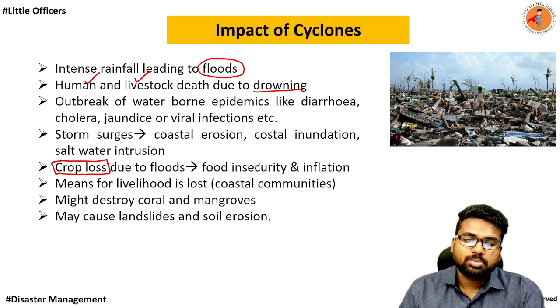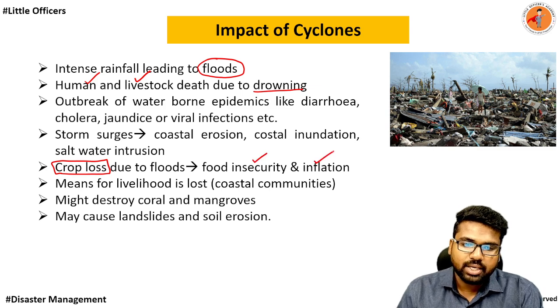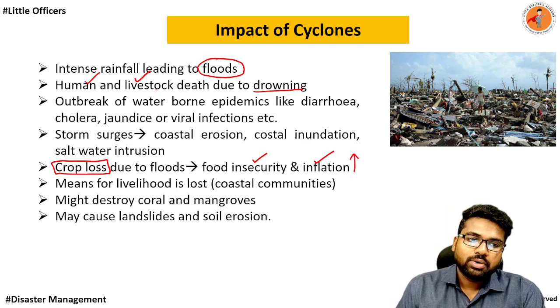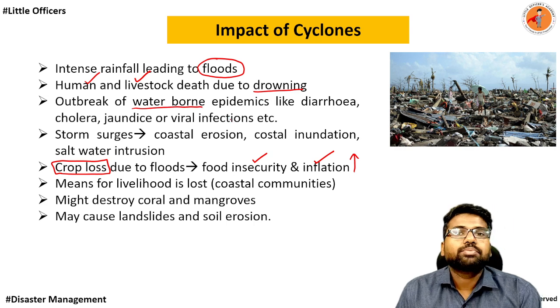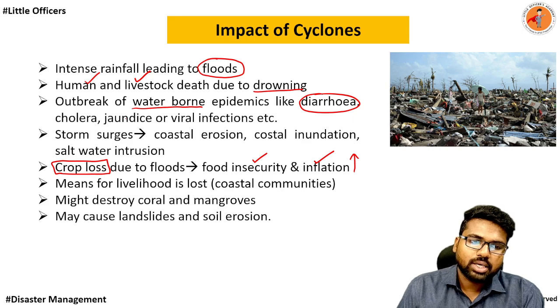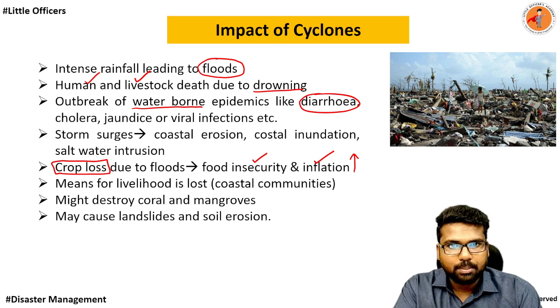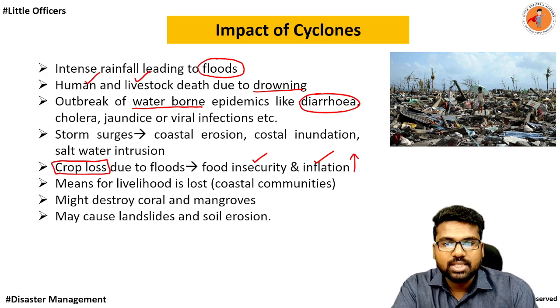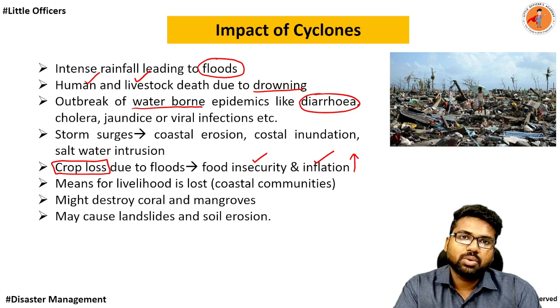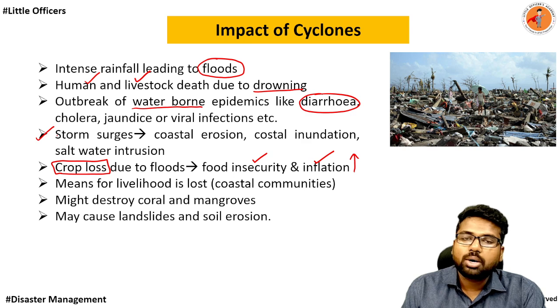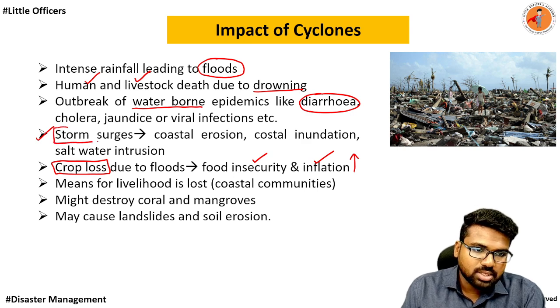So when there is a crop loss, obviously there will be food insecurity and inflation may rise, particularly food inflation. Then outbreak of waterborne diseases like epidemics, diarrhea, cholera, jaundice, viral infection, whatever we have seen due to floods, can also happen. Water pollution can happen, like contamination of the fresh water with sewage water or municipal water, or some other polluted water. It can happen due to overflowing, or it can also lead to storm surge. See, storm surge is itself a disaster.